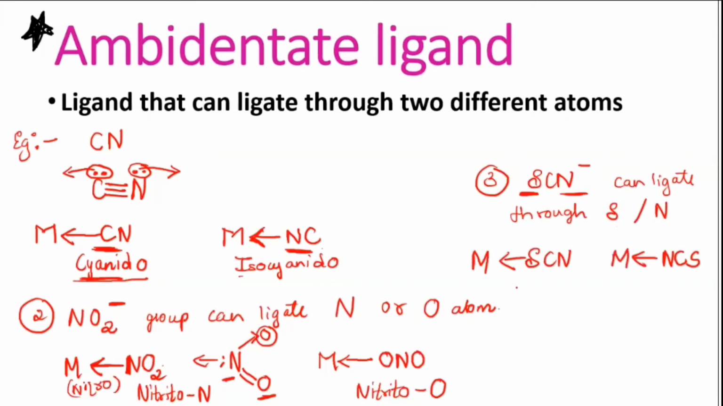So here, this compound, SCN, this particular ligand is there, no? The name of this ligand is thiocyanato. This one is called isothiocyanato. Yes, students, write down.